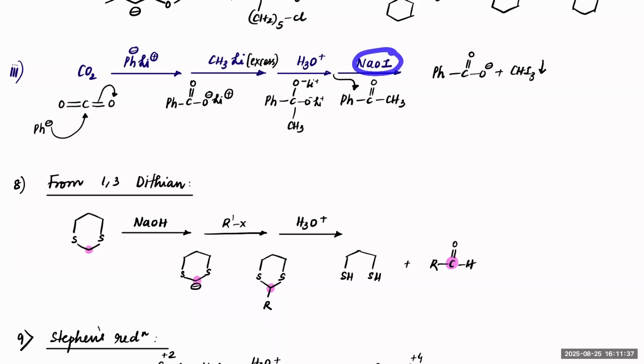Then afterwards, we have NaOI. NaOI is an iodoform reaction, right? Now, due to the iodoform reaction, this CH3 can be removed out, and you will get this as CHI3, which is a yellow colored precipitate. This is a yellow precipitate.